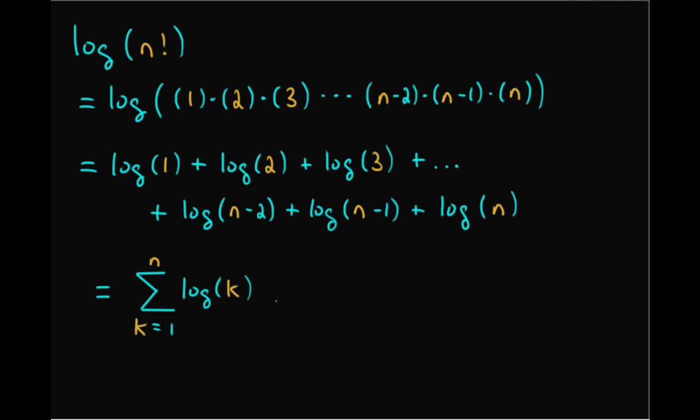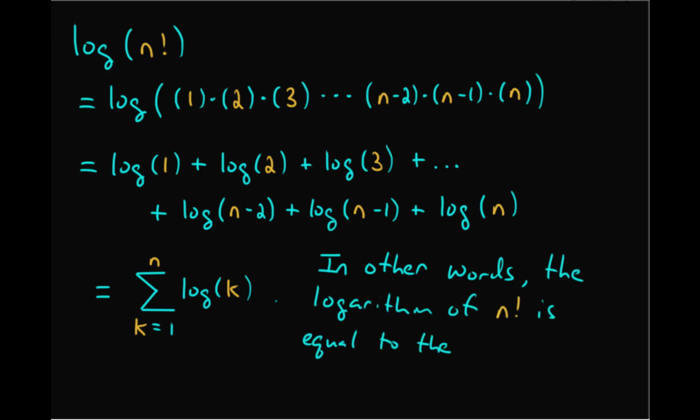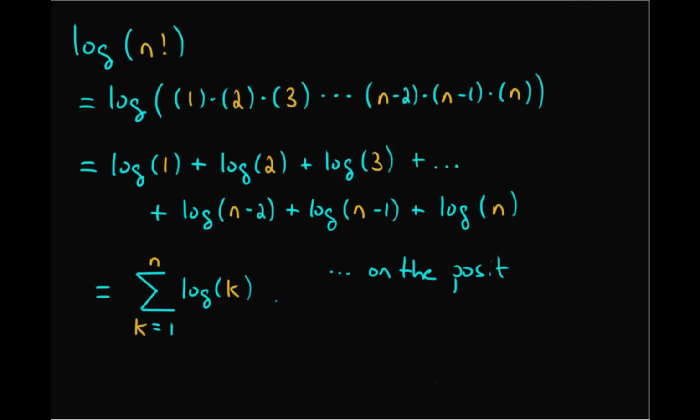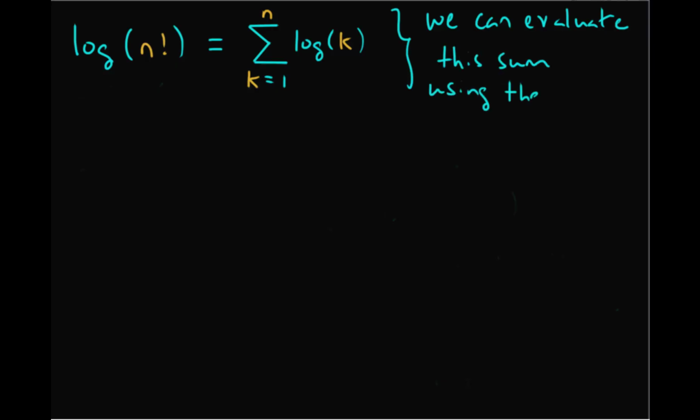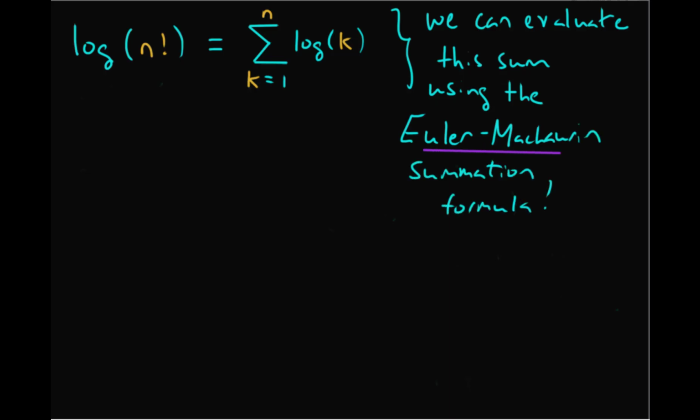What we've found is by taking the logarithm of n factorial, we see that the log of n factorial is actually equal to the discrete summation of the logarithm function on the positive integers from 1 to n. And if you've watched my previous videos, you know that we can evaluate this sum, the sum of the values of log of k from k equals 1 to n, using the Euler-Maclaurin summation formula. So let's write down that formula now.